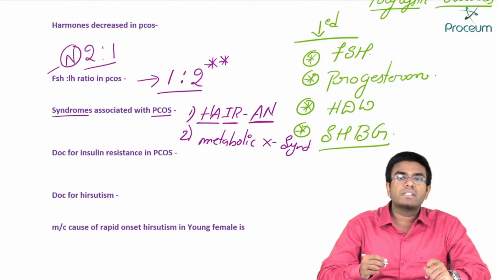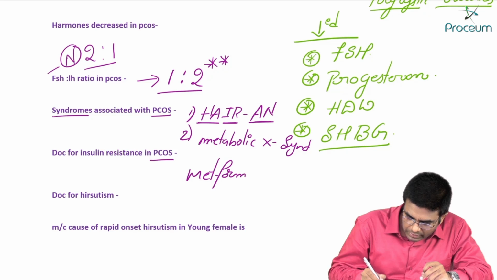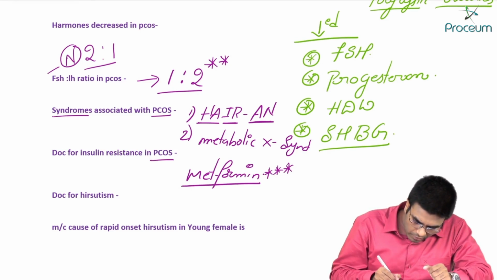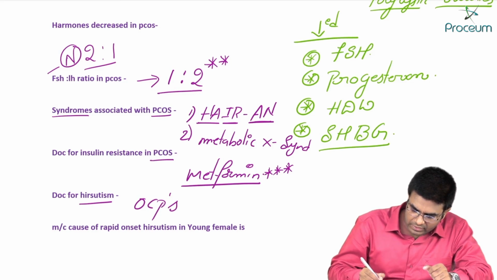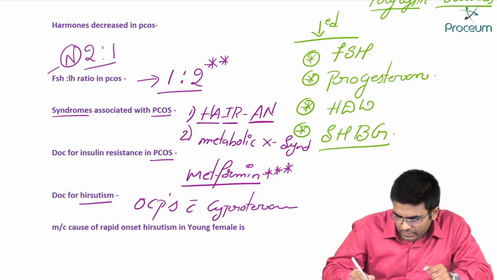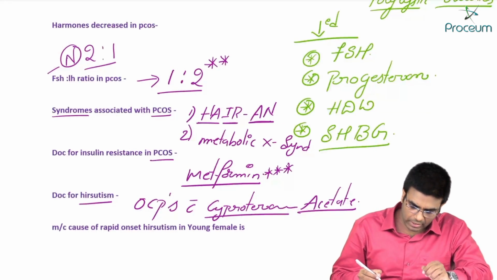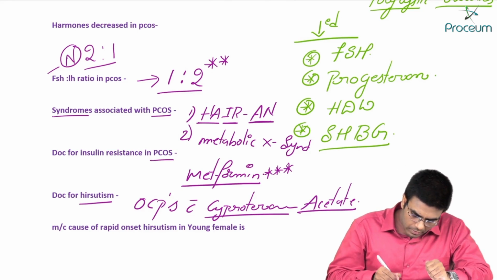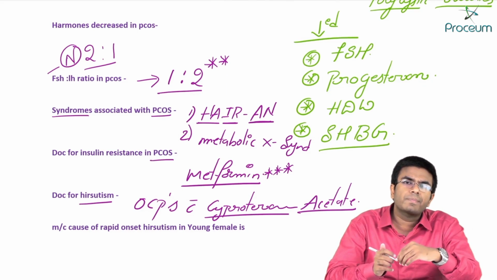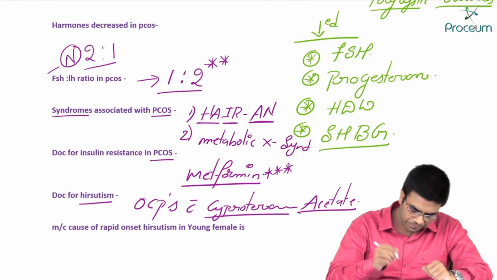Now, the drug of choice for insulin resistance in PCOS. What is the drug of choice for insulin resistance? It is metformin. Okay, metformin, a very important MCQ. Drug of choice for hirsutism is oral contraceptive pills with cyproterone acetate. OCPs along with cyproterone acetate are the drug of choice for treating hirsutism. Guys, can you remember the scoring system for hirsutism? Ferriman-Gallwey scoring. Keep that point in mind.